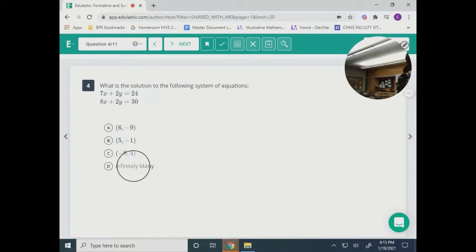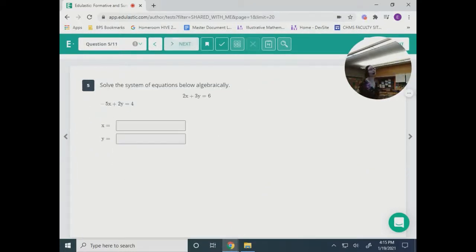Okay, number 5. Solve the systems of equations below algebraically. So we have these two systems of equations here. I'm going to rewrite them just because they're not lined up and I'm not the biggest fan aesthetically. So we're going to say 2x plus 3y is equal to 6. We have negative 5x plus 2y is equal to 4.